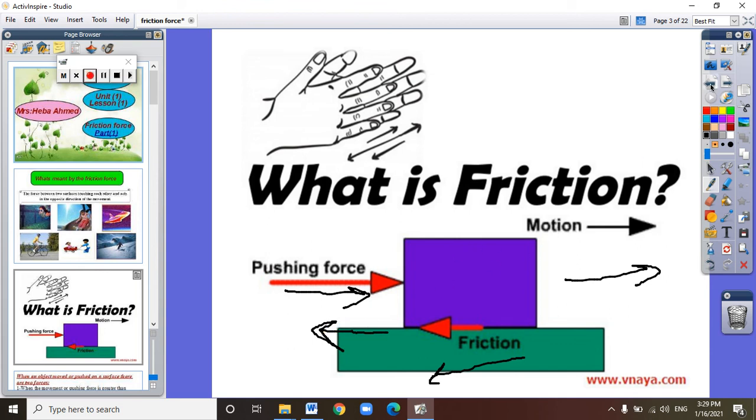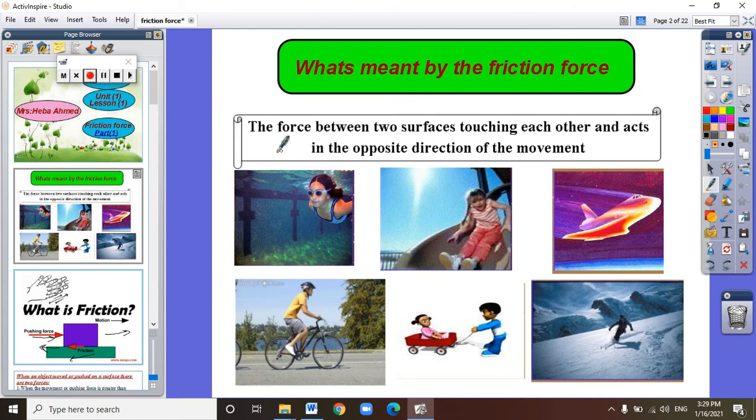to stop the object from moving. So what is the definition of the friction force? It's the force between two surfaces touching each other, and it acts in the opposite direction of the movement. Here this boy is riding a bike, so his motion force, or moving force, is in this direction. So the friction force will be in which direction, Primary 5? In this direction? No, in the opposite direction.